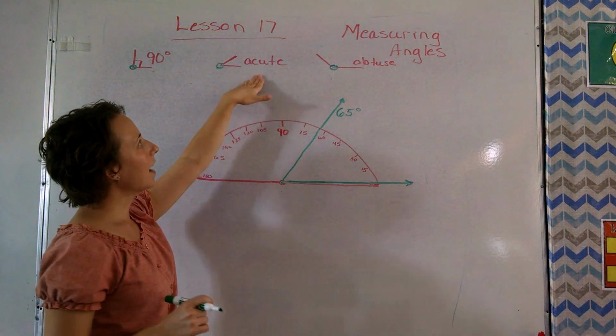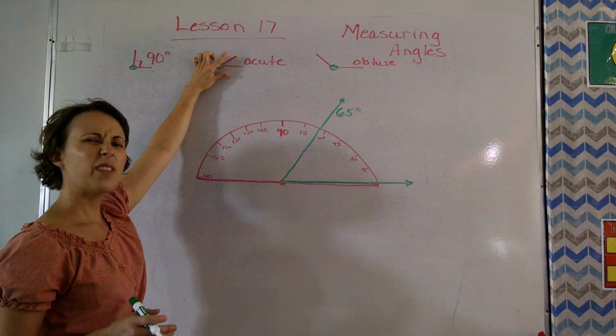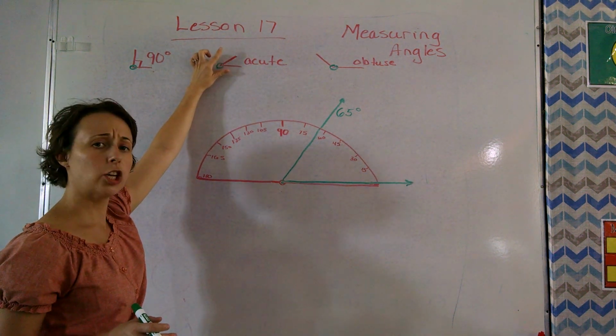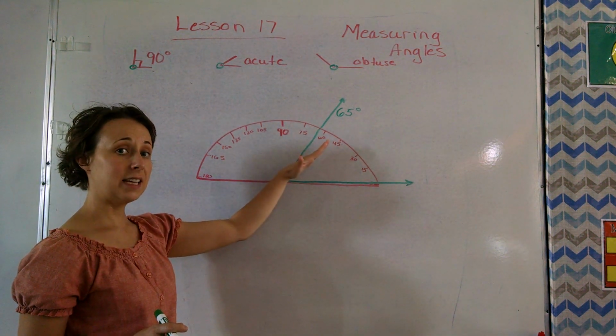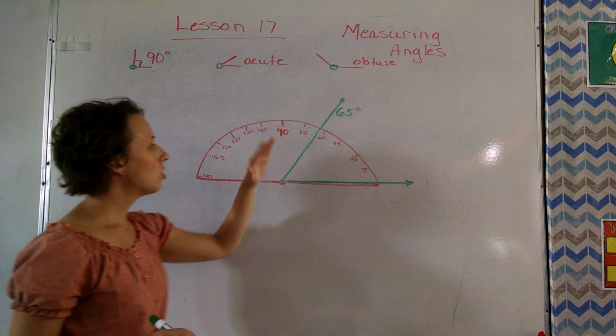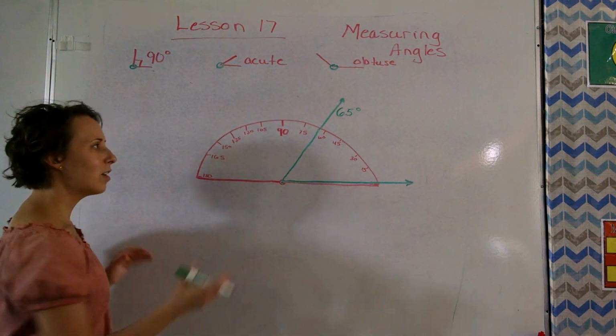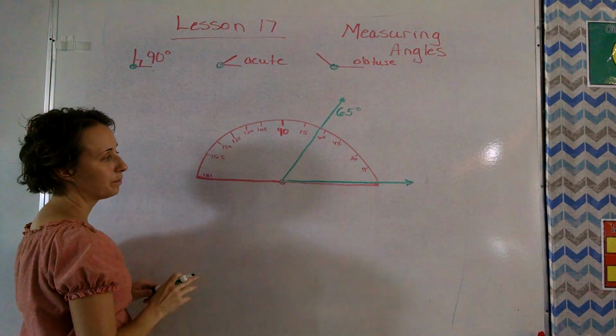This is an acute angle. When you're measuring something and you look at it and you go, oh, that's less than a right angle, that's an acute angle, you should get a number that's less than 90. When you're measuring an obtuse angle, you should look at it and go, oh, that's bigger than 90. You should get an angle measure that's greater than 90.